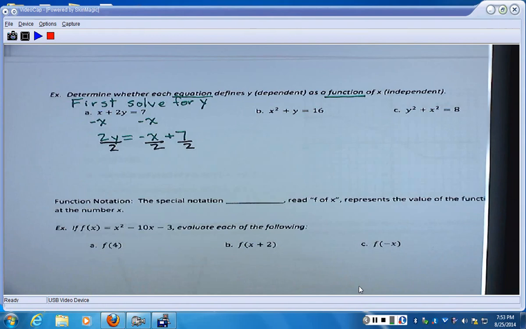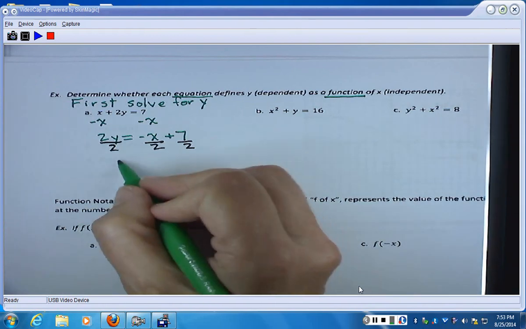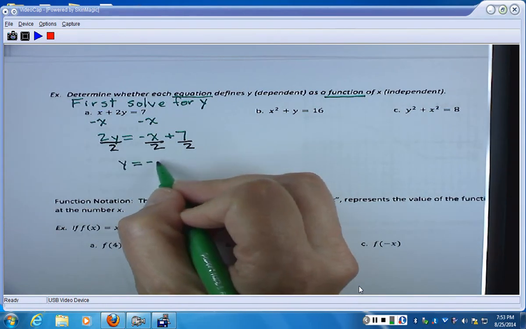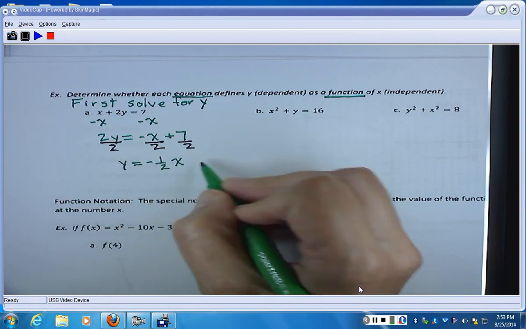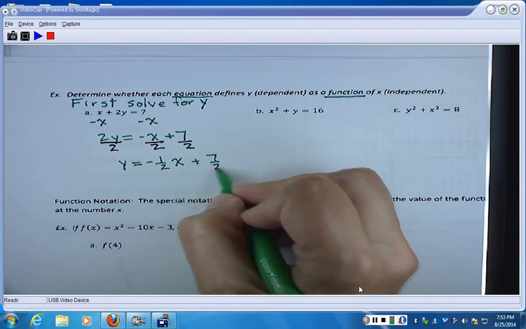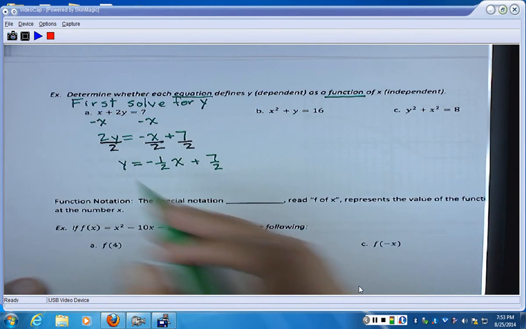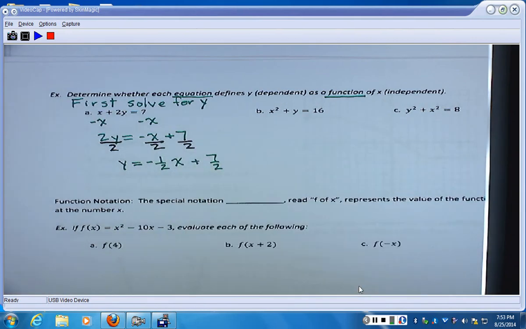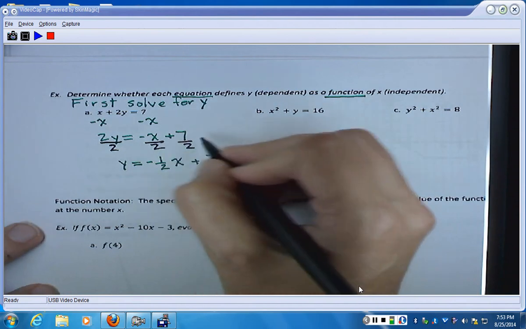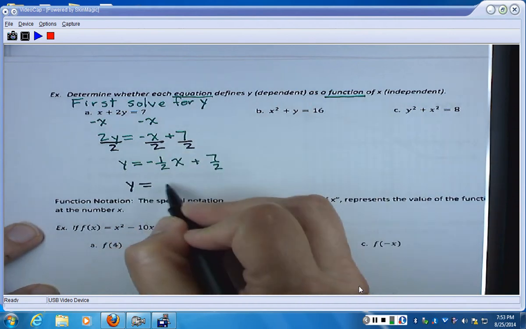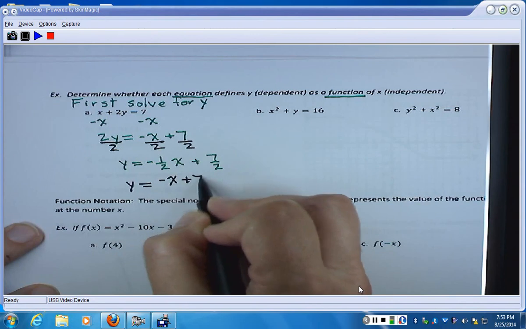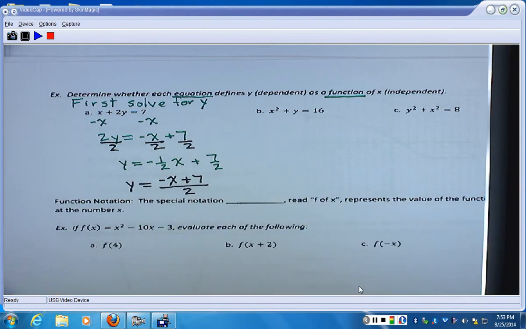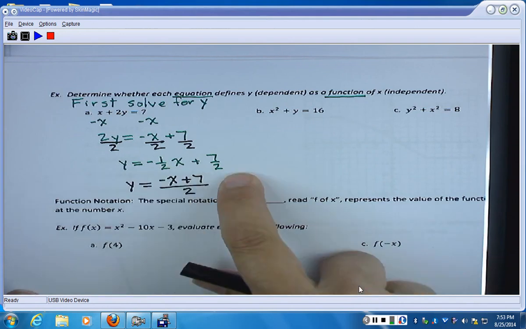And you get y equals negative 1/2 x plus 7/2. Or you could have divided both. So you can write this many different ways. You can write it like that, or we could have written it as y equals negative x plus 7, all divided by 2. That's the same answer. If you want it in slope-intercept form, that's that way.